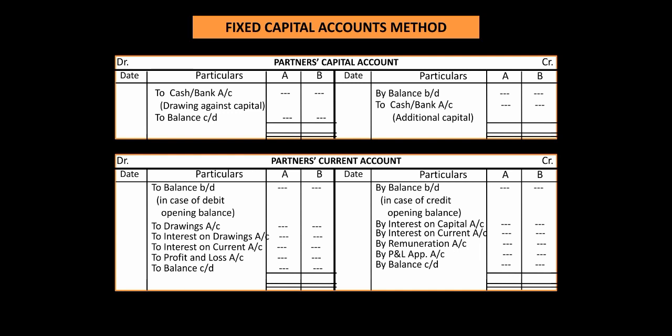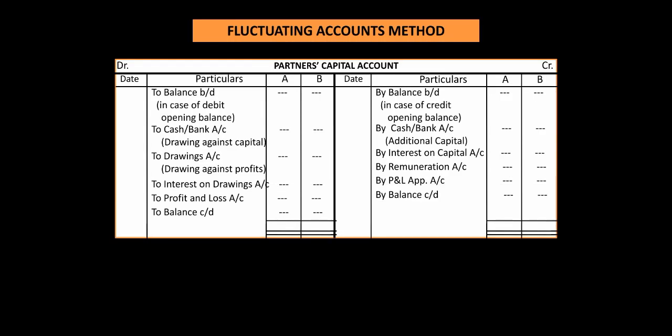But in current account, as we are transferring loss and the amount of loss can be anything, it can even be more than all the expenses and appropriations and our capital balance, or we can say the current balance. So this amount of loss will make our balance debit. Please go through this account also, that is partner's capital account under fluctuating capital account method.